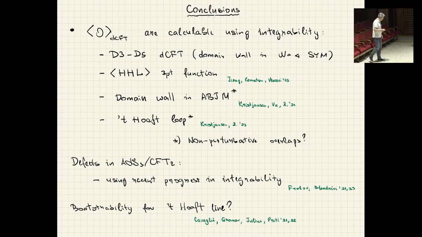So this was more for an illustration, but there is by now a whole list of defects that turn out to be integrable. And in some cases, the answers are known even non-perturbatively. For instance, for D3-D5, a CFT that describes a domain wall between vacua with different gauge groups in N=4, or for the heavy-light correlator. There are also some results for domain walls in ABJM theory and for 't Hooft loops, but so far they are only one-loop exact. So there is still some work to do here to find a fully non-perturbative description.